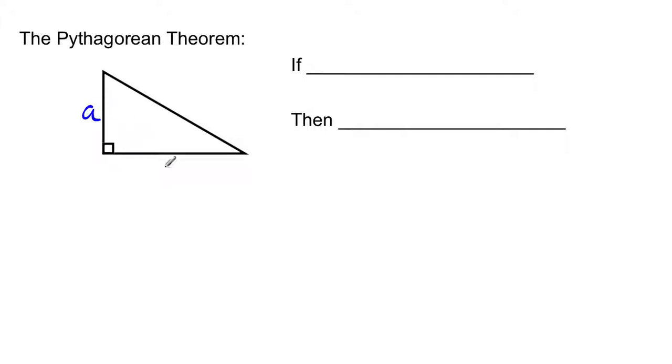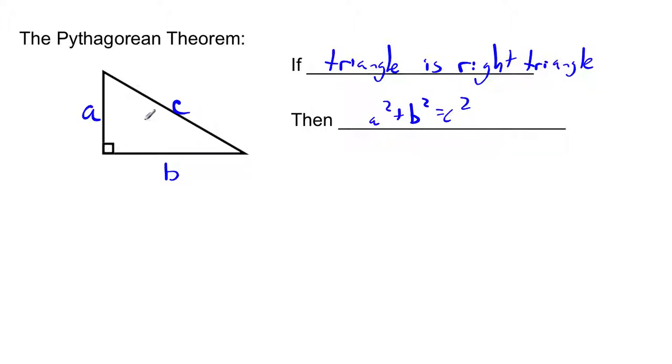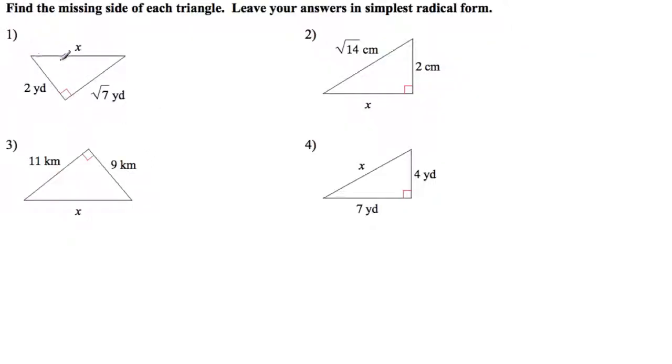So if I have two legs, A and B, and then the hypotenuse is C, and this triangle is a right triangle, then we know that a squared plus b squared equals c squared. The sum of the squares of the legs of the right triangle is equal to the square of the hypotenuse. That's great. So I could have problems like this where I need to find the missing side.